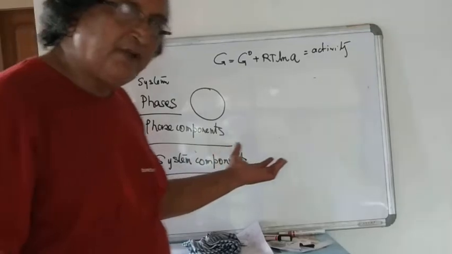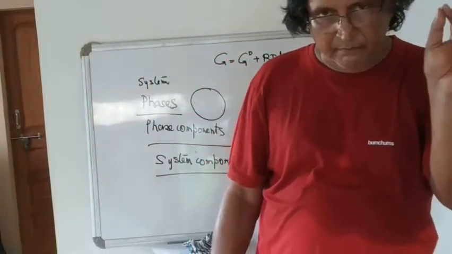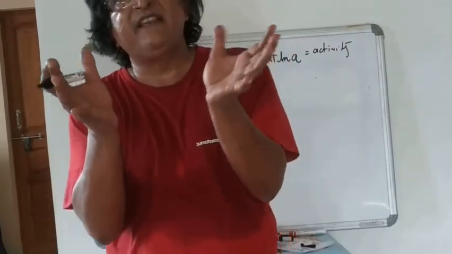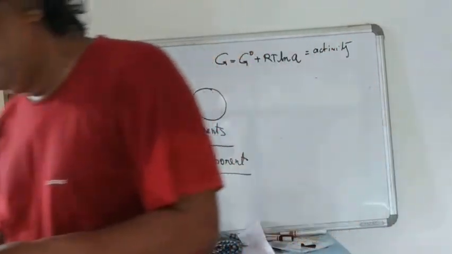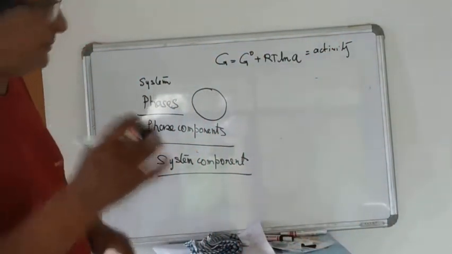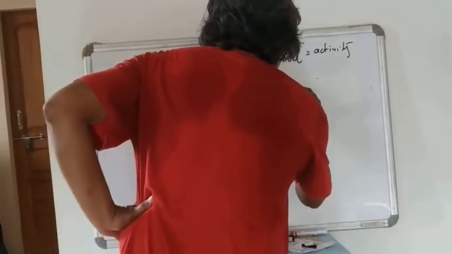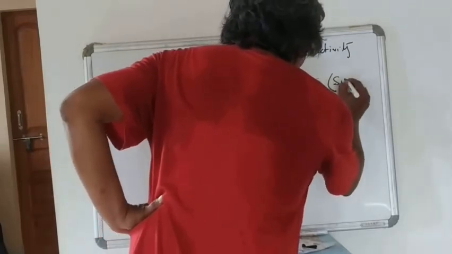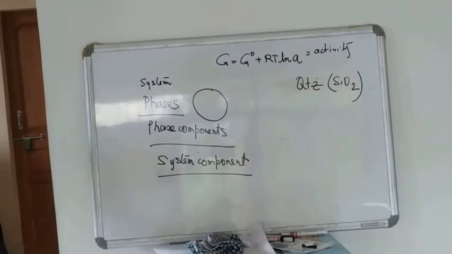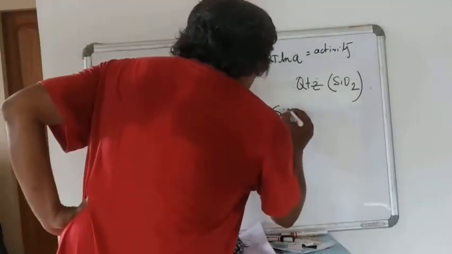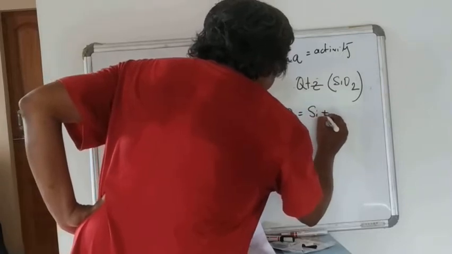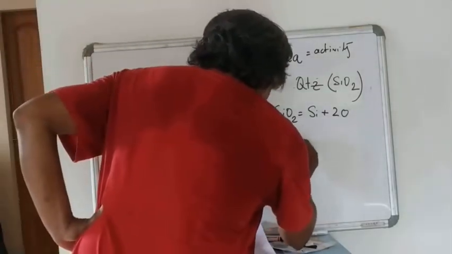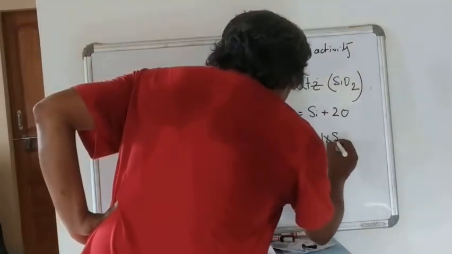So, what is the system component? It is the minimum number, underline minimum, of chemical components that describe the chemical variability of a system. Let's talk about it. Say, for example, if I have quartz, it has a formula of SiO2. That means I can write SiO2 as Si plus 2O, or I can write SiO2 as 1 into SiO2.